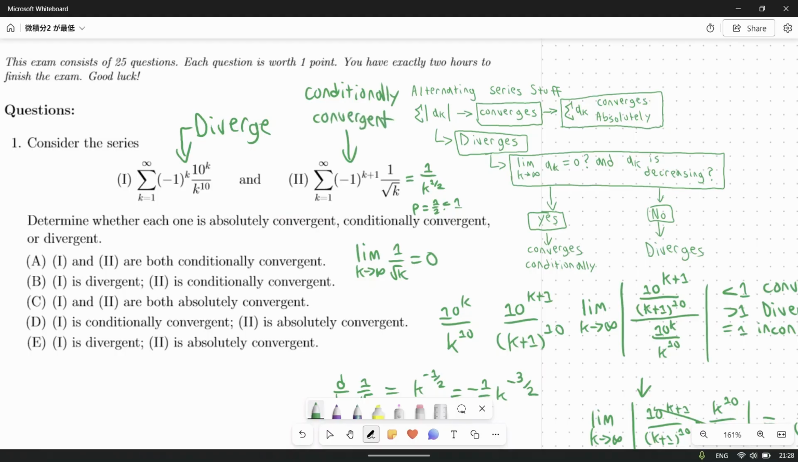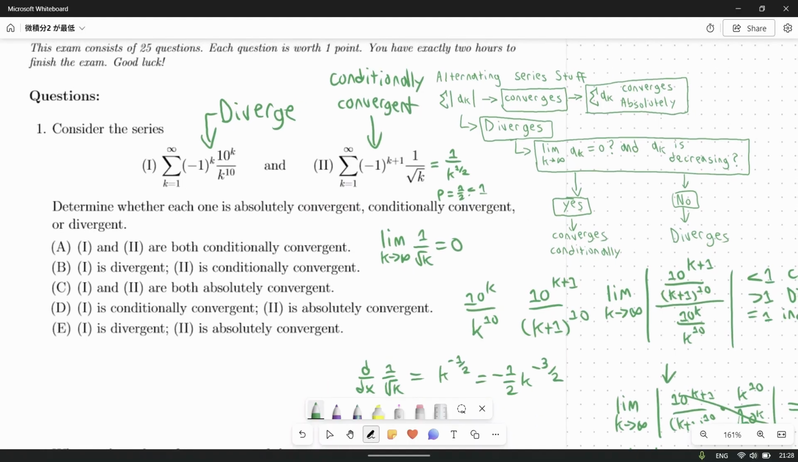And so from here we can pick an answer choice. Since 1 is divergent and 2 is conditionally convergent, the answer is going to be B for this question.